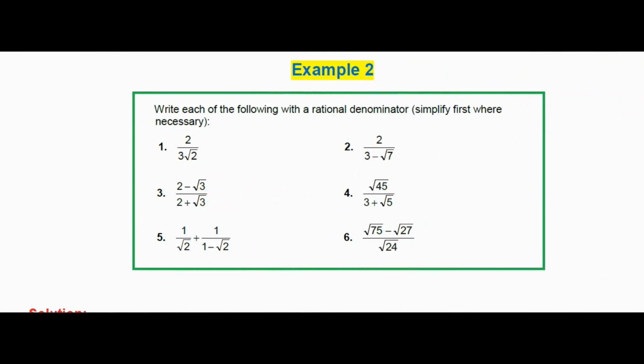Coming to number 3, we have 2 minus root 3 over 2 plus root 3. And we want to rationalize the denominator. So once again, we multiply both the numerator and the denominator by something that gives a difference of squares in the denominator. In this case, by 2 minus root 3.